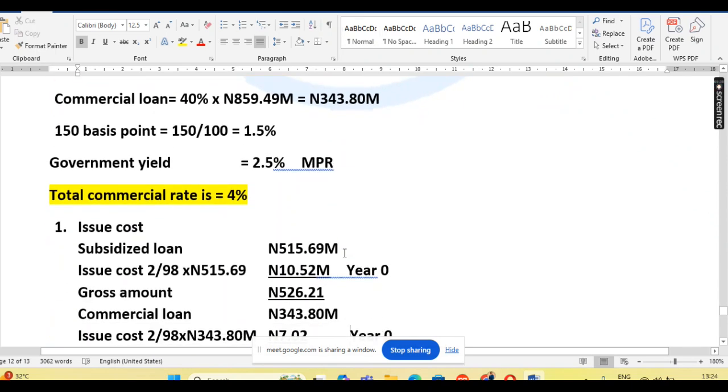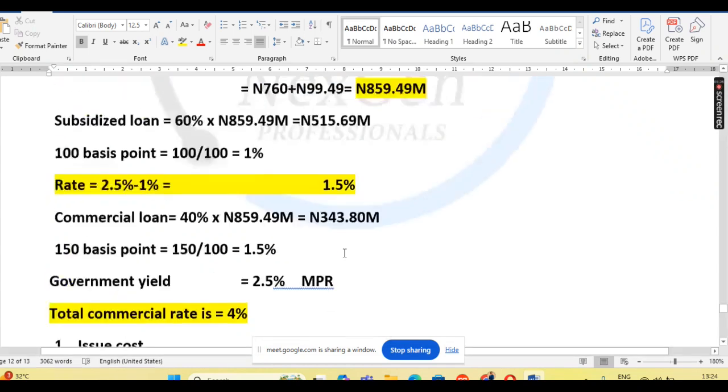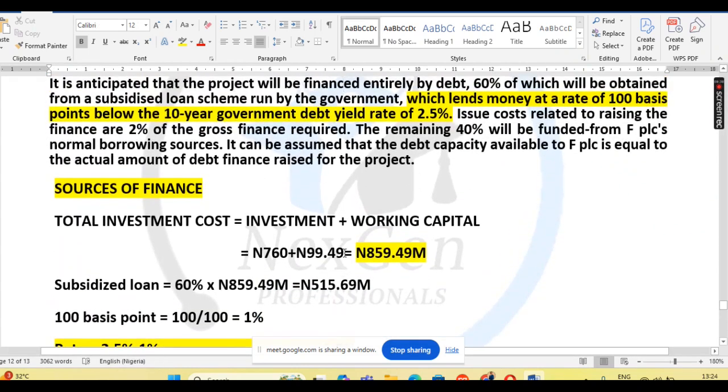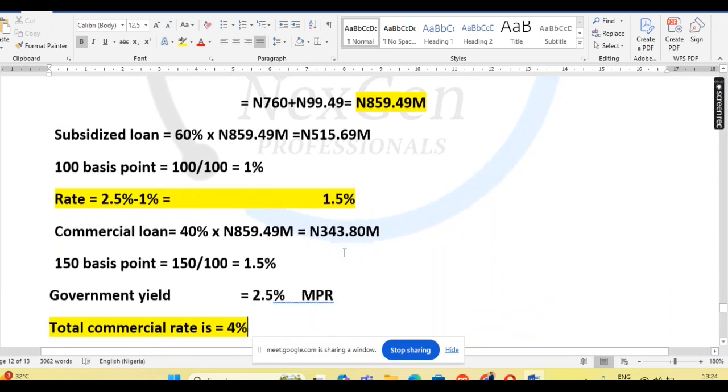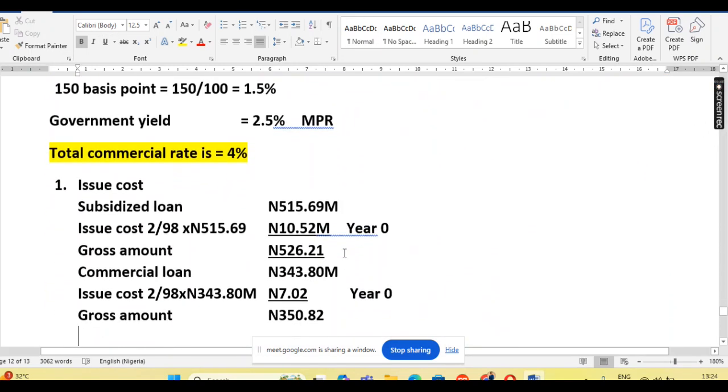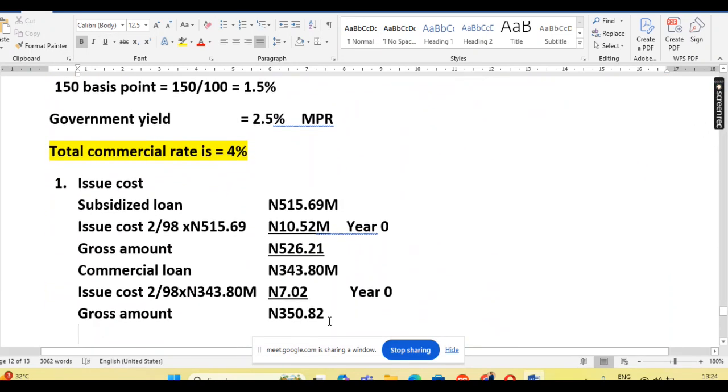Why do we have to use issue cost on these two? It is because it is based on the finance amount. We were told here that the issue cost is related to raising the finance, and the project will be financed entirely by debt, for the subsidized as well as the commercial. And that is why we were able to do it this way. Exclusive.